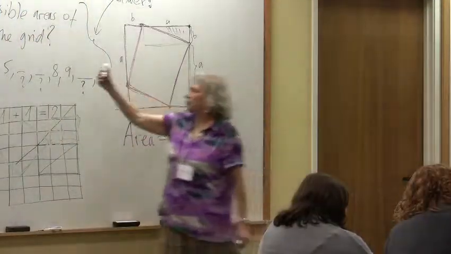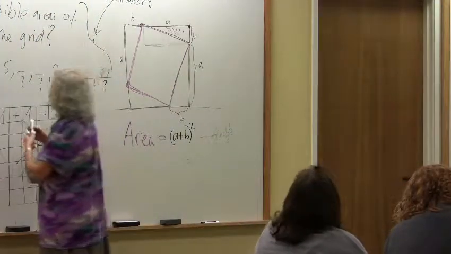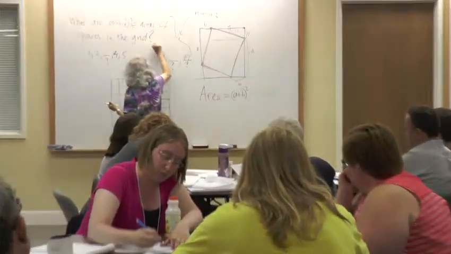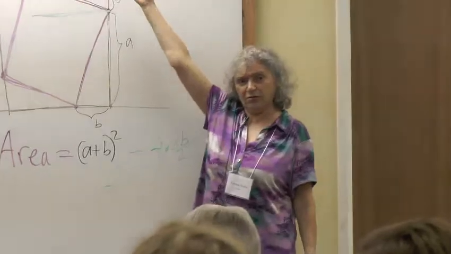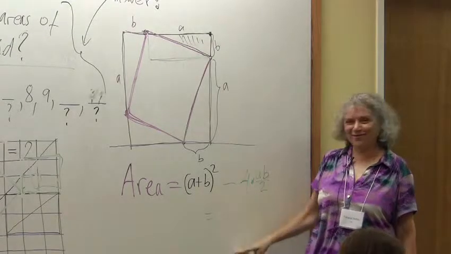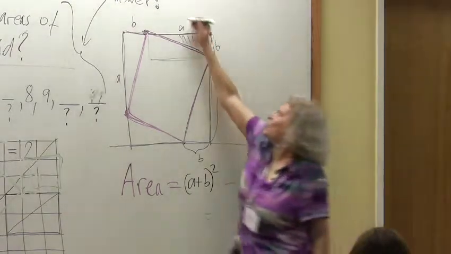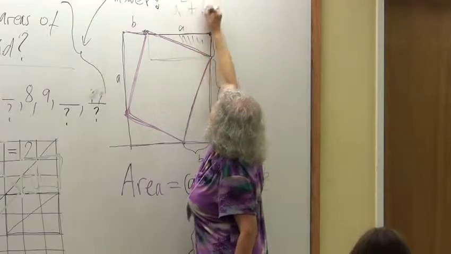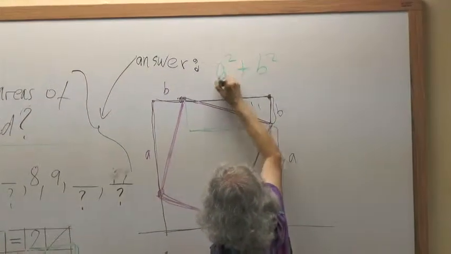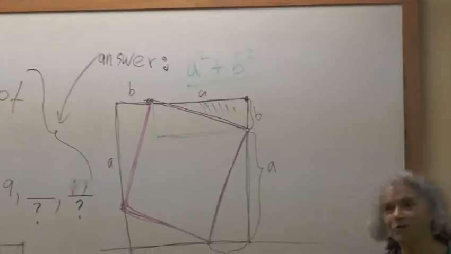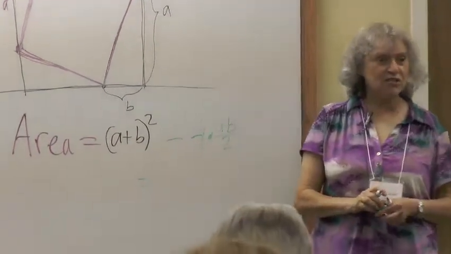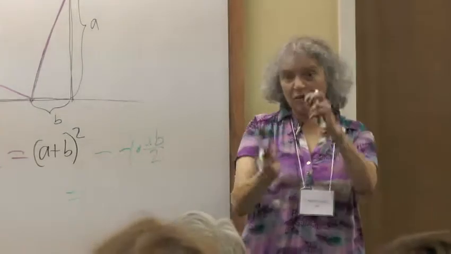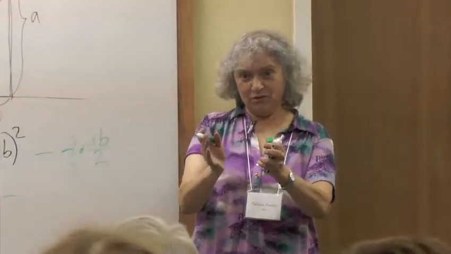So remember, this was the question. The question is, what are possible areas of squares in the grid? What is an answer from this? A squared plus B squared for some integers, A and B, right? And one of them can be zero. If one of them is zero, what does this mean? That we have a regular one. So only A squared plus B, what?